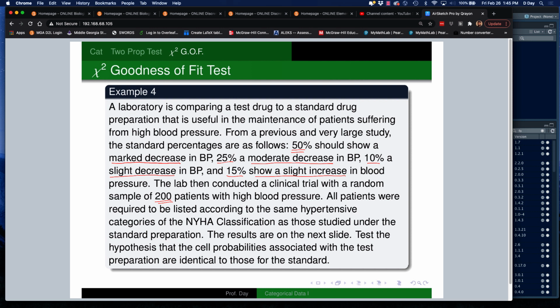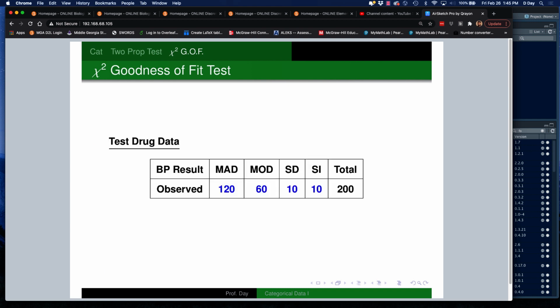The results on the next slide of this study of the 200 people test the hypothesis that the cell probabilities associated with the test preparation of our test drug on the next slide here is identical to those for the standard trial, the probabilities. So we're going to use these probabilities and these descriptions for the categories for our new study as well. But we're going to see if our observations from our 200 patients match those of the previous drug. All right. So that data looked like this.